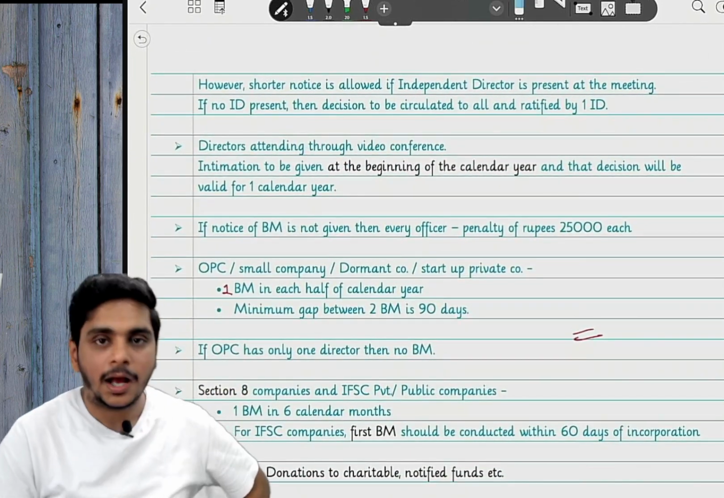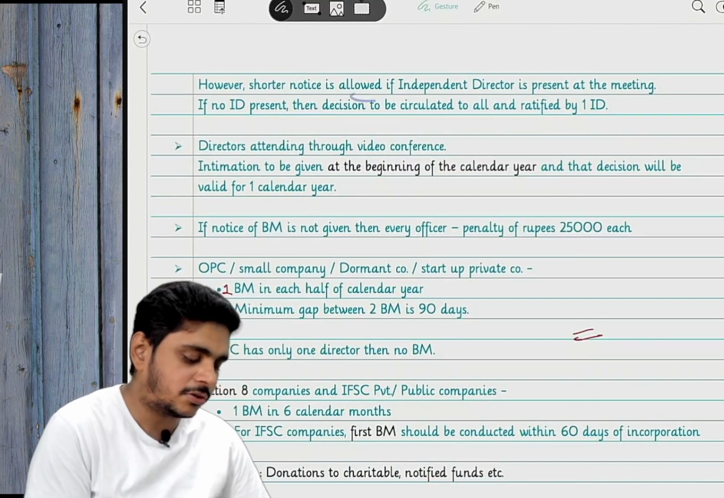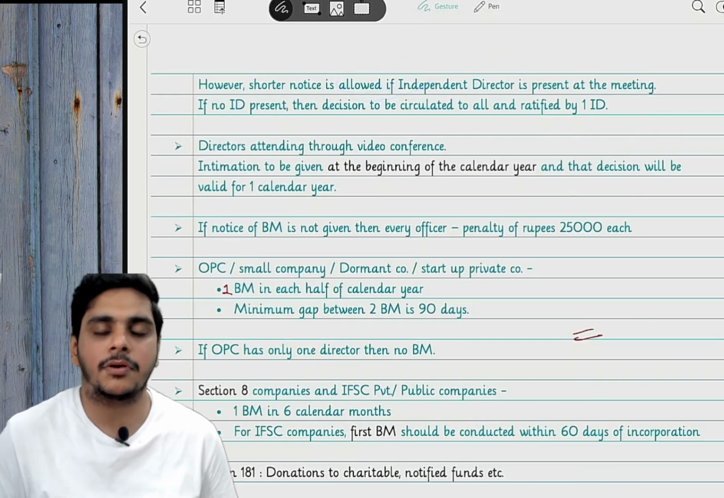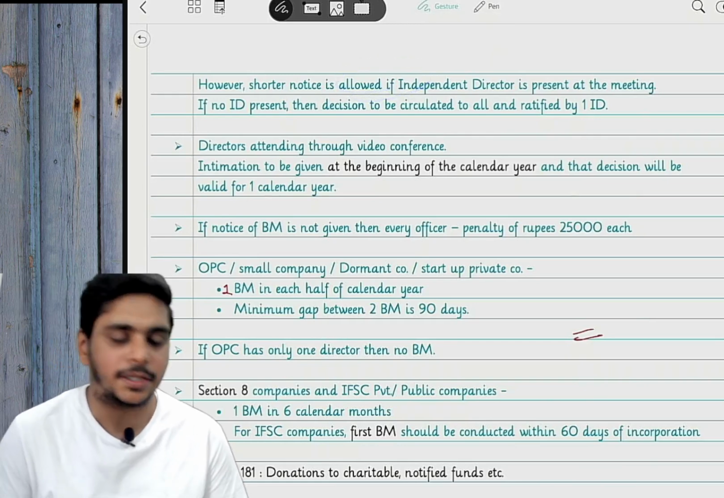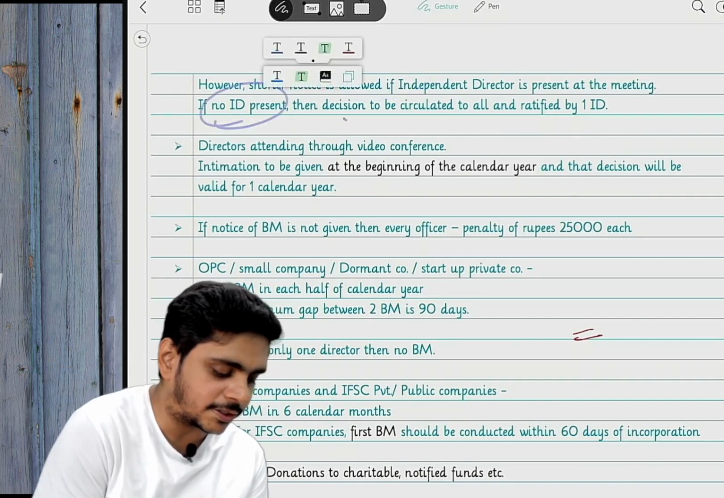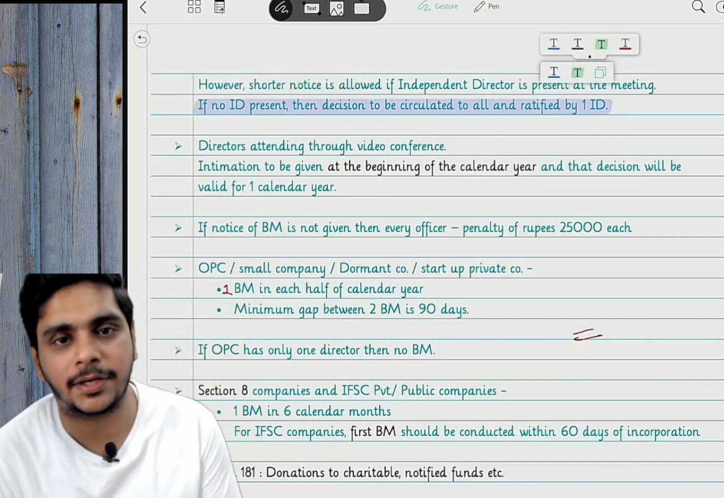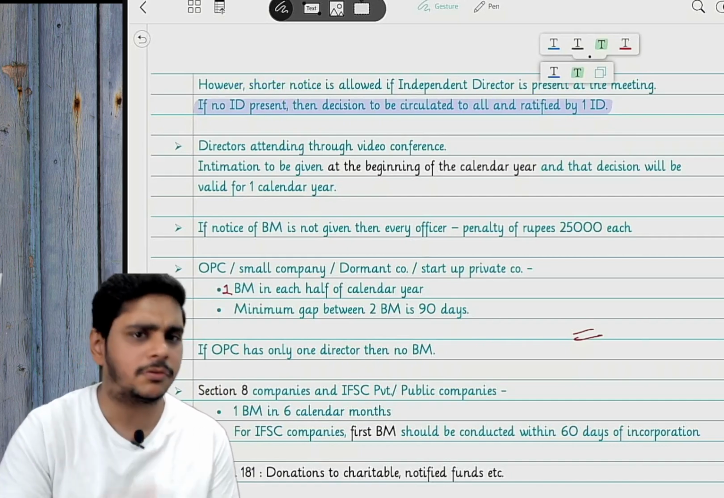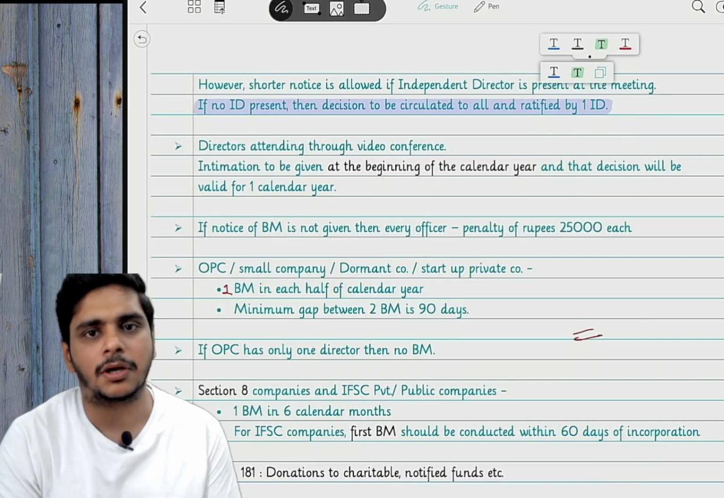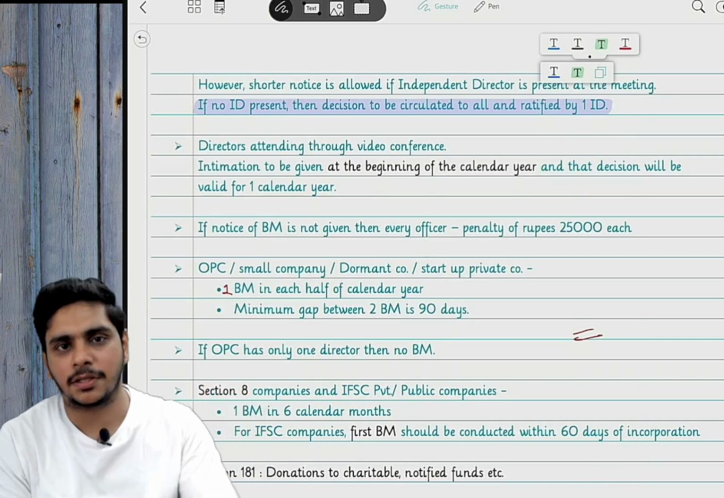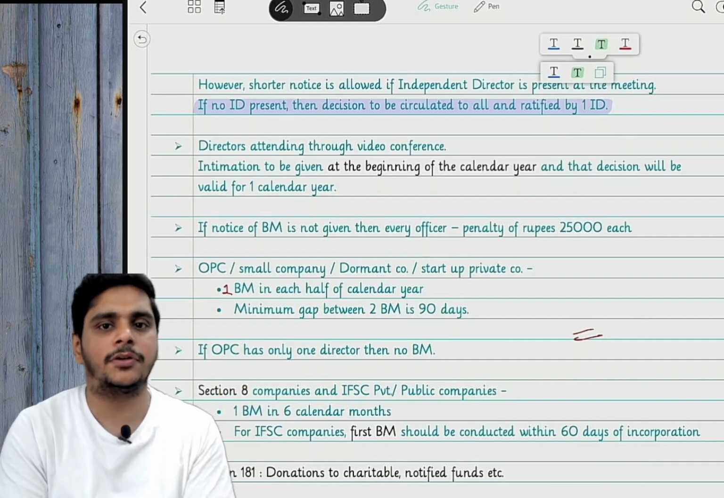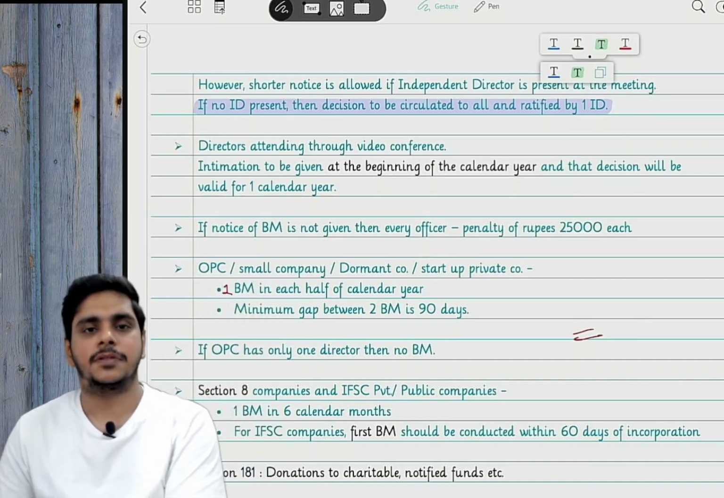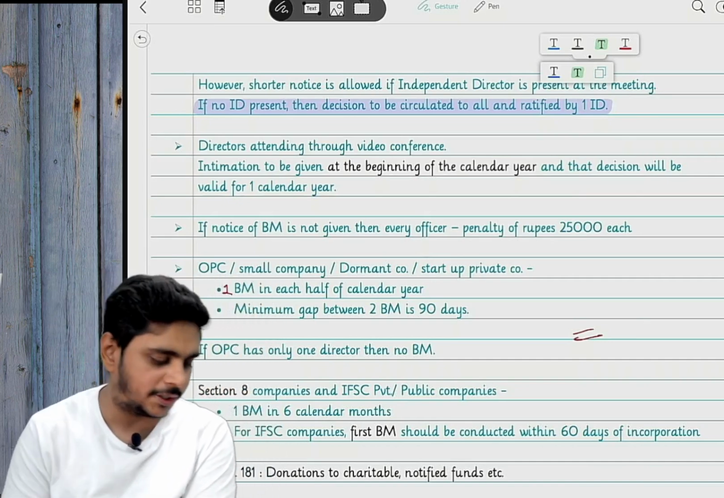However, shorter notice is allowed if an independent director is present at the meeting. If no independent director is present, then the decision is to be circulated to all and ratified by at least one independent director. Generally, for MCQ purposes, we will say shorter notice not allowed. However, it is allowed if an independent director is present. If the ID is not present, you will circulate the decision to all, and it should be ratified by one independent director.